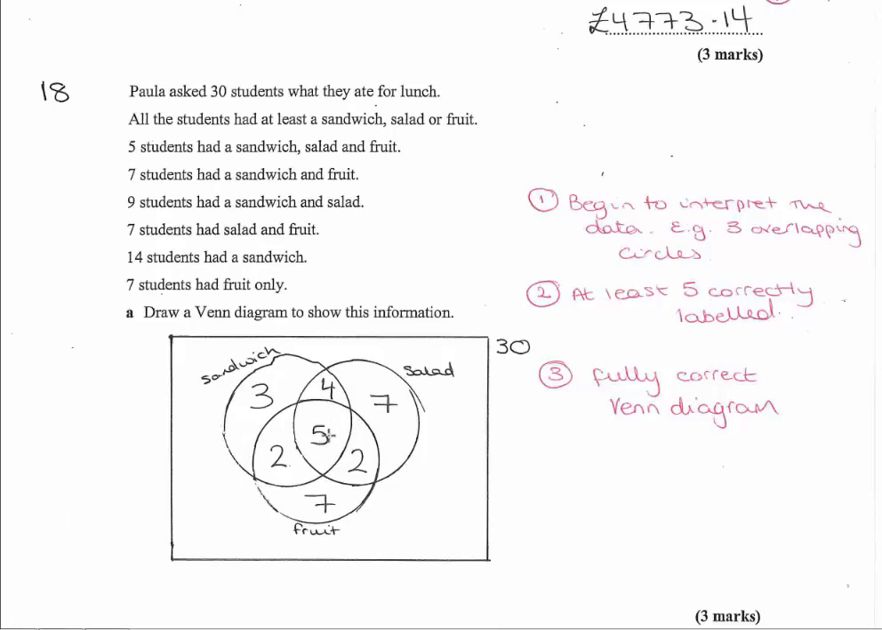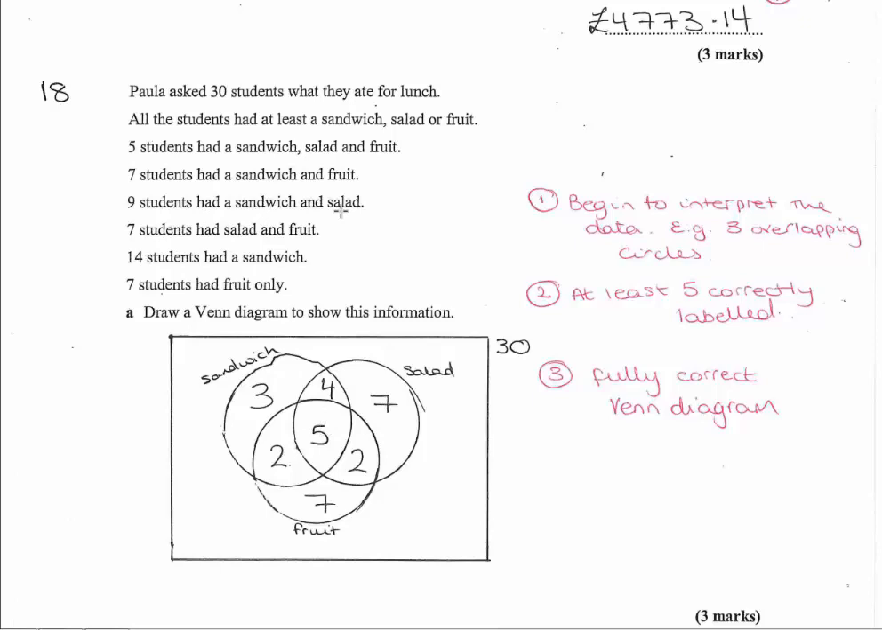Well, 5 of them have sandwich, salad and fruit. So these people have sandwich and fruit, but they have salad as well. So we've already got 5 of them. So here must be 2 to make the 7 students that had sandwich and fruit. And you can see 5 add 2 is 7.